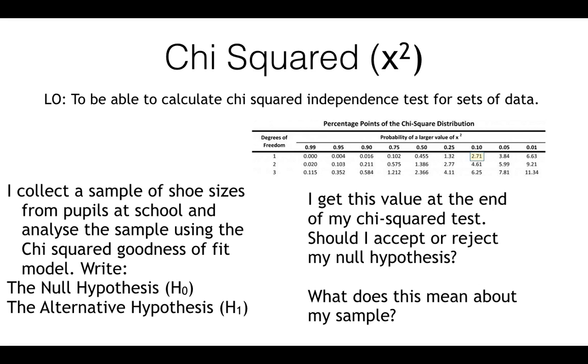So first of all, I'd like you to write the null hypothesis and the alternative hypothesis for this test. Once you've done that, looking at this table, I got this value here for my chi-squared test. Should I accept or reject my null hypothesis? And what does this mean about my sample? So pause the video here, write your null hypothesis, alternative hypothesis, say whether you're going to accept or reject your null hypothesis, and tell me what that means about your sample.